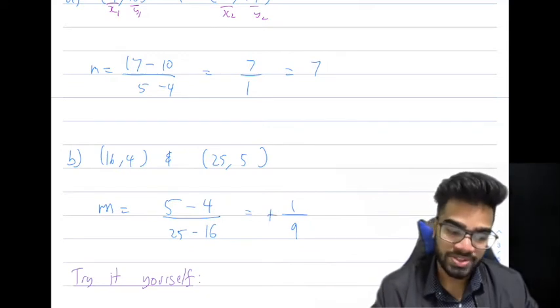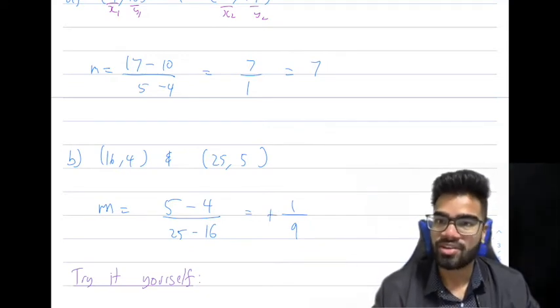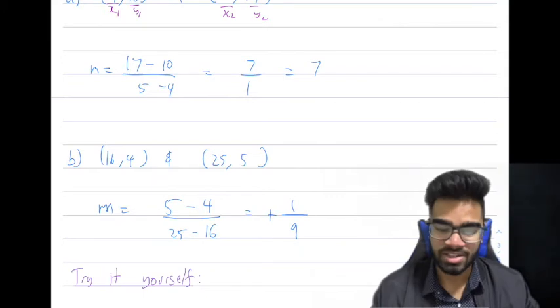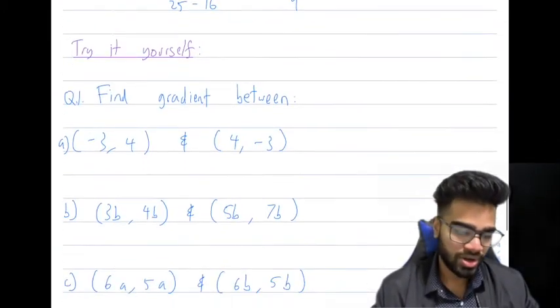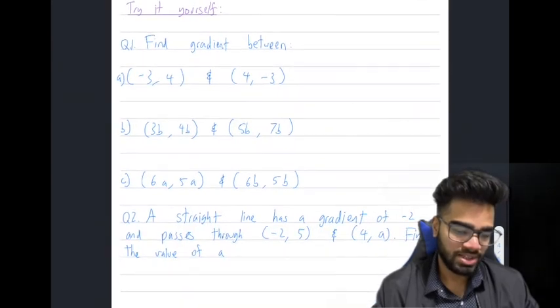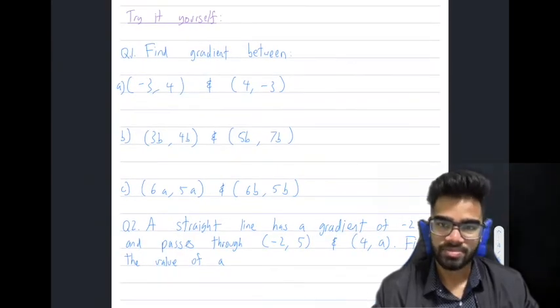This is still a positive number, it's positive 1 over 9. So the gradient is still a positive gradient, okay? Just because it's a fraction doesn't mean it's any different, all right? So that's it, that's my walkthrough. Why don't you guys have a go at doing these questions by yourself? Pause the video. All right, I'll now give you the answers.